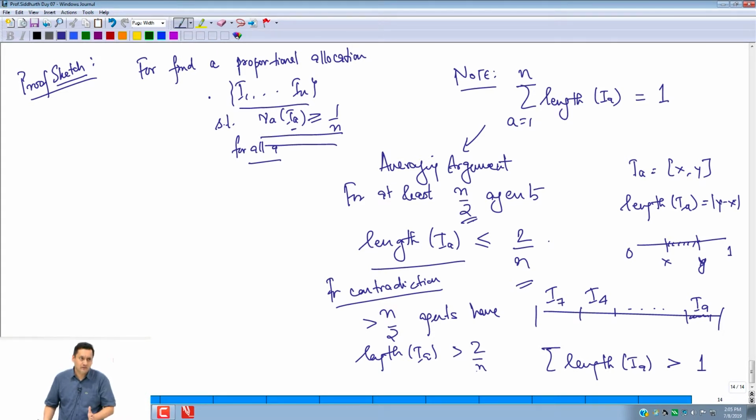This cannot happen. Again, I'm writing down formally a very obvious fact, which is that a large number of people cannot be much higher than the average. Note that the average length here is actually 1 over n. The n people, their total is 1. So the average length is 1 over n. And this is an observation that follows out of it.